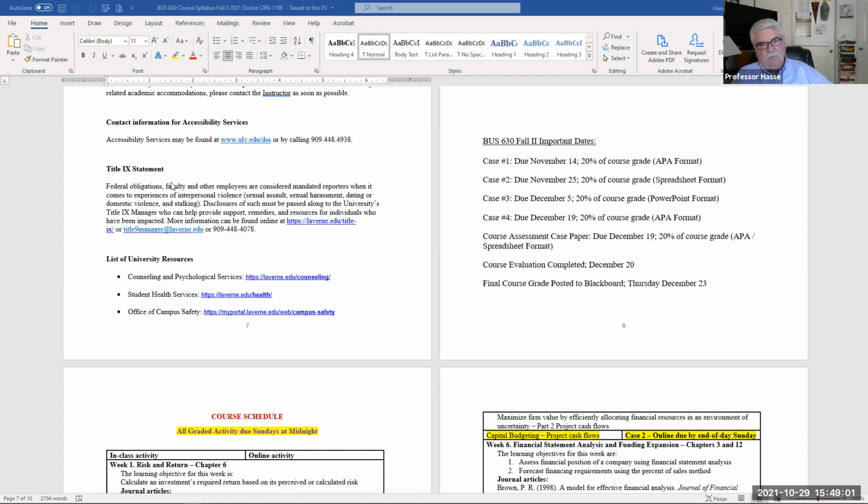And finally, case number 4, which is due the last Sunday of class, December 19th, which is also an APA format, looking at the final few chapters of our work. Your case assessment paper is due also on that Sunday, December 19th, but you'll be given that task next week. Doesn't mean you can do it all next week, but I'll be giving you that work next week, and you have 6 weeks to do it, plenty of time. And that course assessment case is in 2 formats, an APA or Word format file and a spreadsheet format. So there are 2 files with that case.